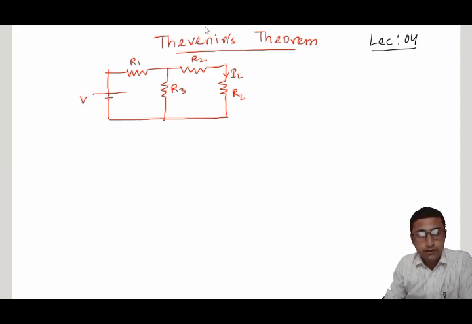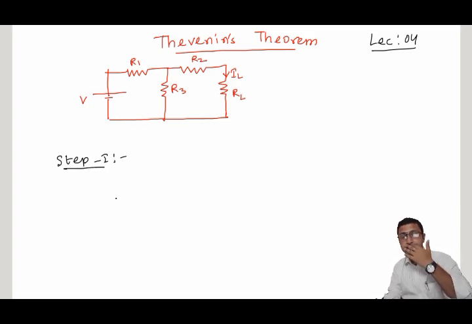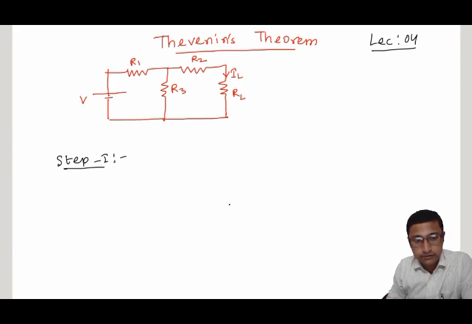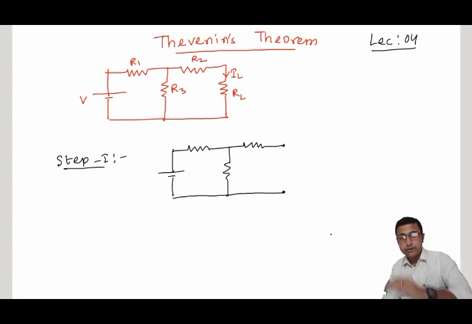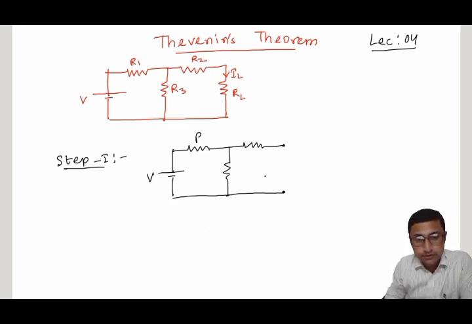To solve the problem using Thevenin's theorem, some steps are followed. Step 1: the load resistance is replaced by an open circuit. If I redraw the circuit, the load resistance terminal is kept open circuit. So this is your supply voltage V, R1, R2 and R3.